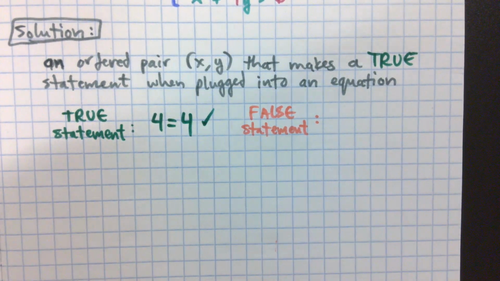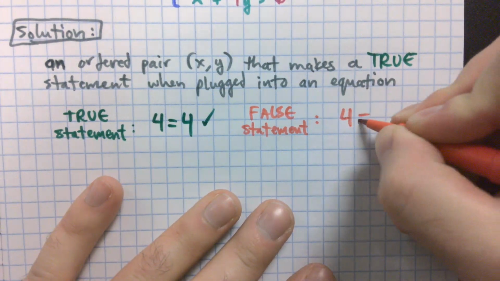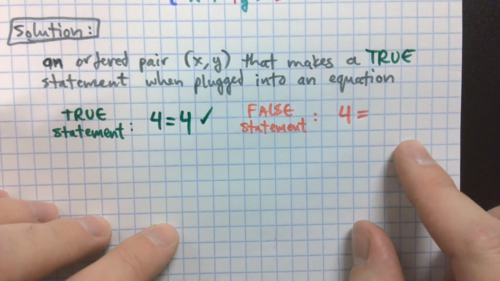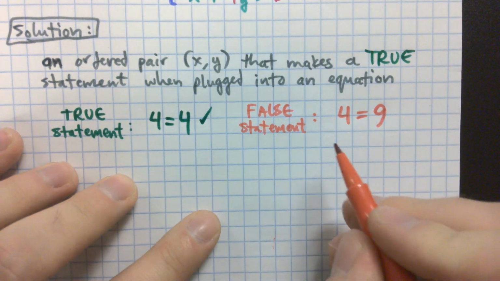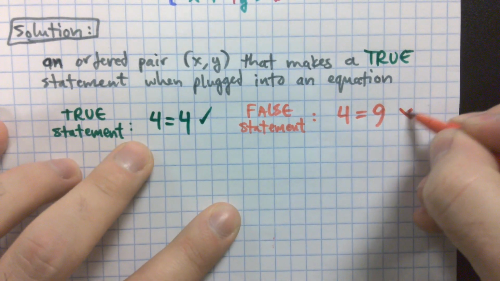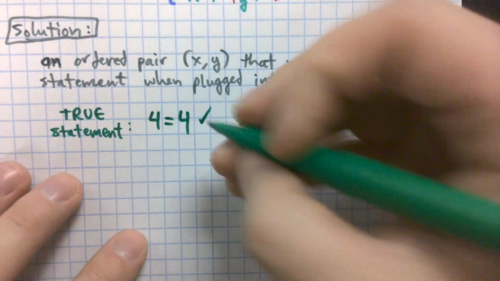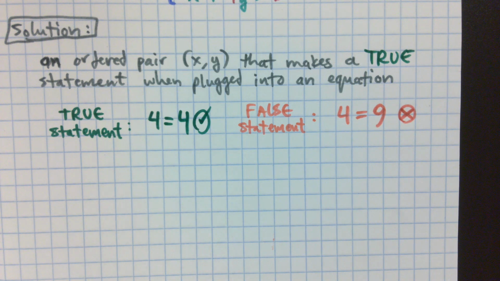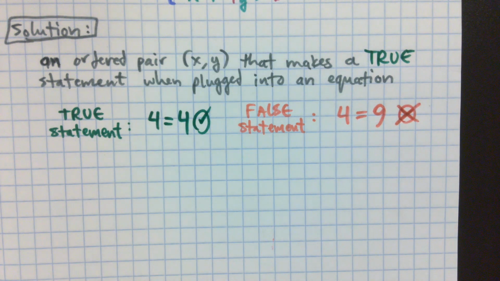A false statement would be something like 4 is equal to, anyone want to fill in this blank? 9, 8, 6, 2. We'll go with 9, right? Is 4 equal to 9? No, definitely not. That's right. So 4 is equal to 4. That's definitely true.